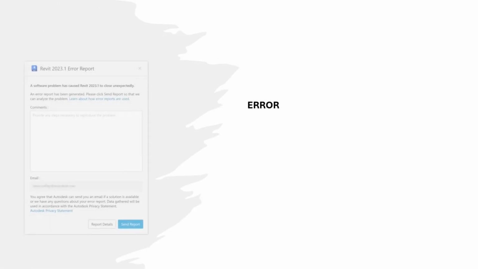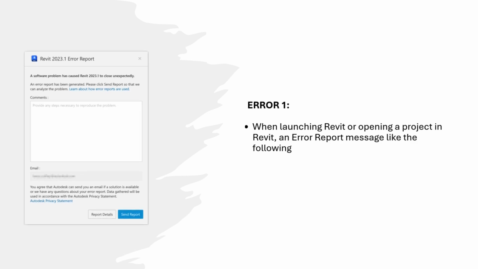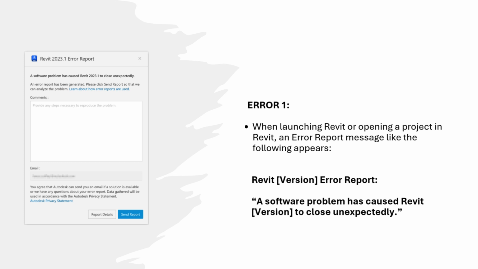In this video, we'll address a common Revit issue that occurs during launch or when opening a project. You may see an error report stating, "A software problem has caused Revit to close unexpectedly." Don't panic. This is Revit's way of saying something is clogged.